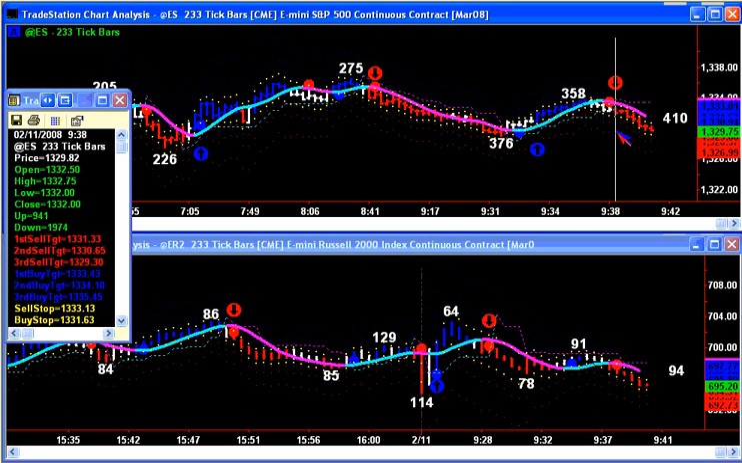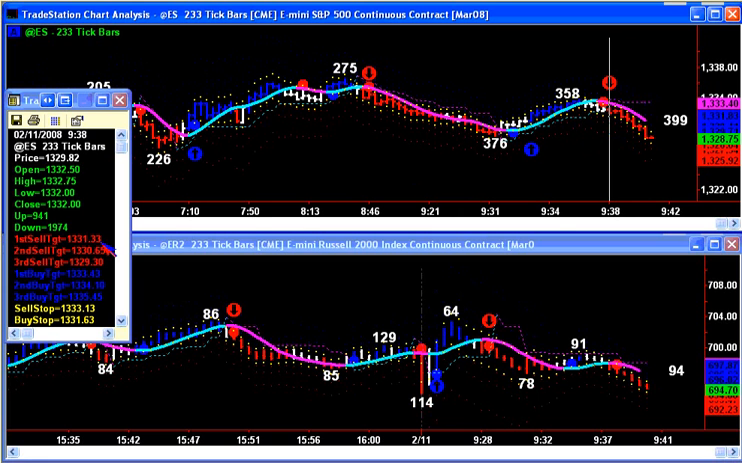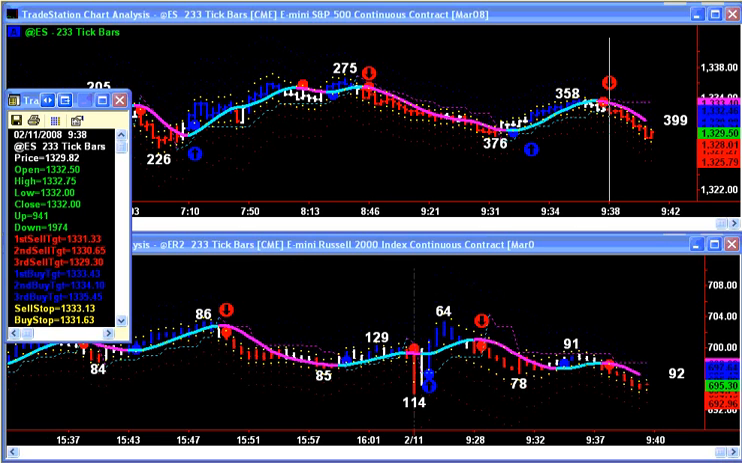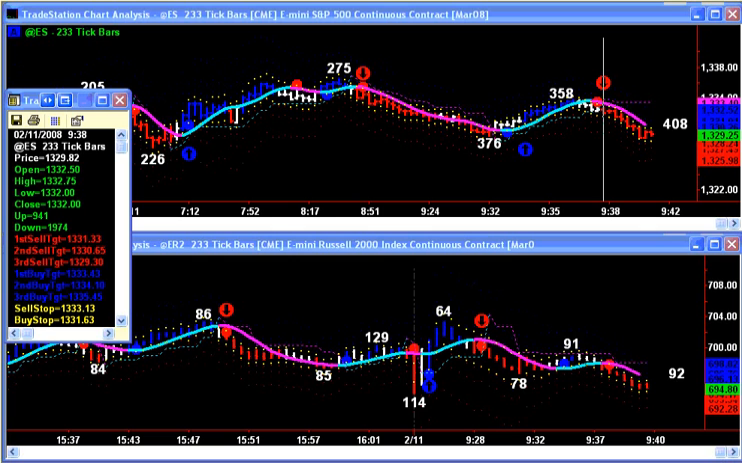Okay, look up here at the E-mini S&P. What is our first sell target? 1331.50. Where are we at? We're at 1329.25. What would you do? That's right. Sometimes the market moves fast. You have to be ready for it. Watching two markets makes it a little bit more of a challenge.